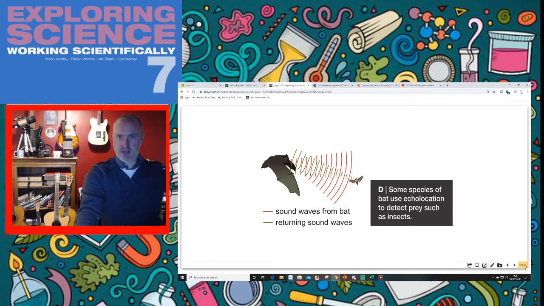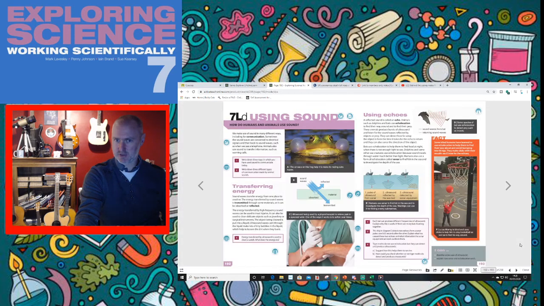So this is again, echolocation. Echo, because an echo is reflected sound. Location, because they are locating things using echoes. A form of echolocation, although we don't really call it echolocation, but it's kind of using the same idea.